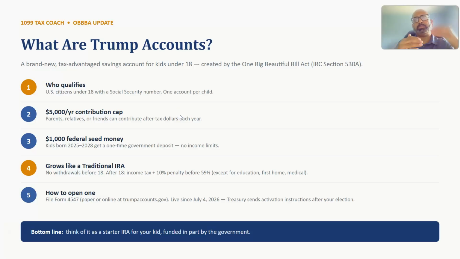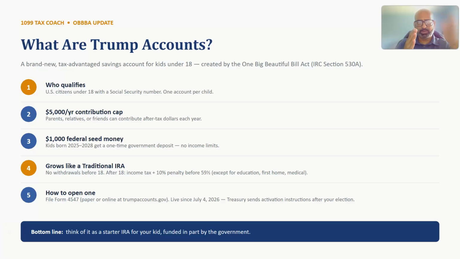So what is a Trump account? A Trump account is a brand new tax advantage savings account, and it was created by the One Big Beautiful Bill Act that was passed in 2025. Any child who is under the age of 18, is a U.S. citizen, and has a valid Social Security number is eligible for a Trump account. Any parent, grandparent, relative, or anybody else for that matter can contribute up to $5,000 in a child's Trump account. Keep in mind there can be only one Trump account per child, so the maximum contribution for a child's Trump account is $5,000 for a year.